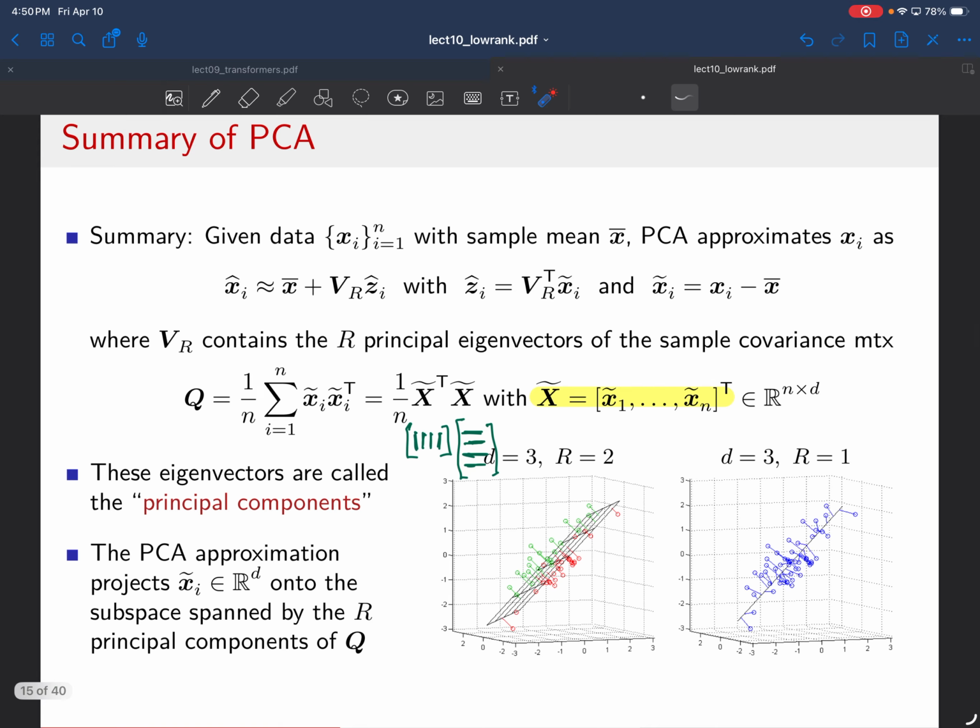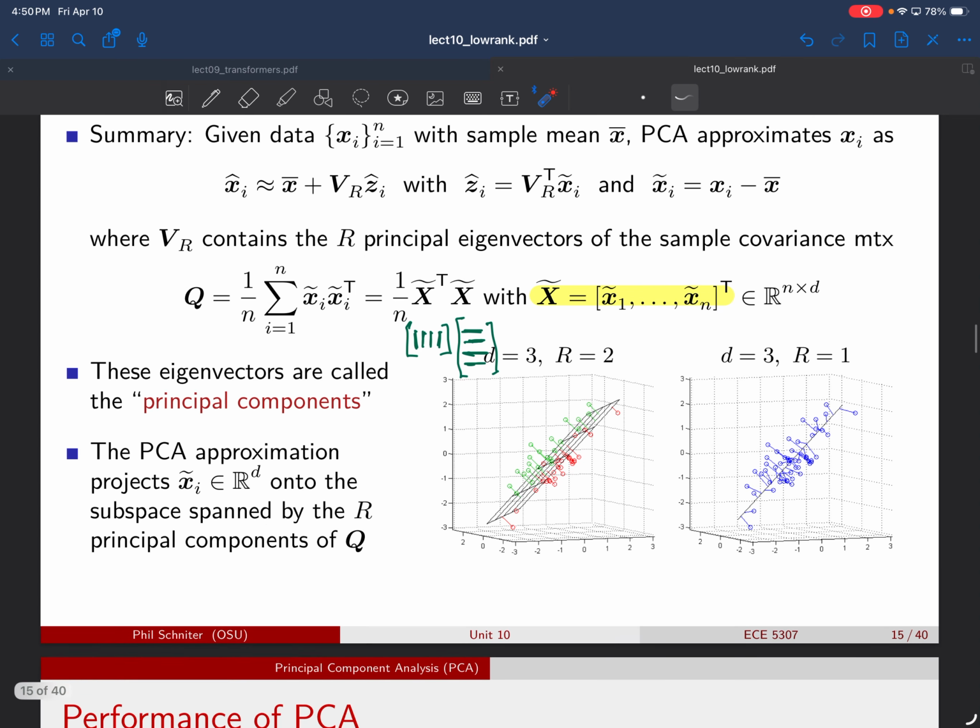Okay, so to summarize, we know what PCA does, and we know at least at a high level how to compute it. We'll next talk about a more efficient way of computing this. All right, any questions so far? Okay, a lot of linear algebra today.